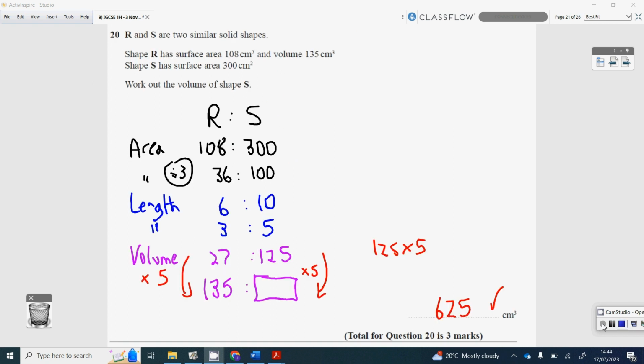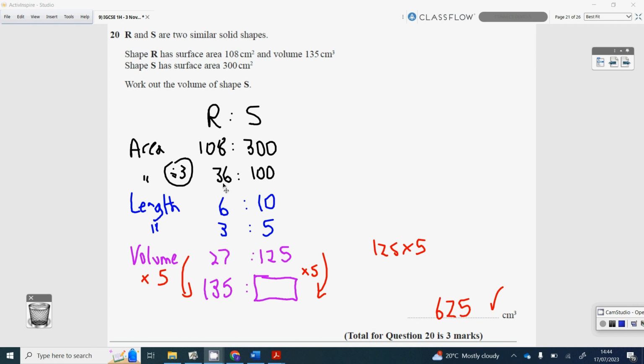Question 20. So we're told that the surface area for R is 108, and the area for S is 300. So that's my area ratio for R and S. Now, you don't have to simplify these. You could just, because you've got your calculator, do what we have to do without simplifying. But I think it's nice to simplify them if you can.